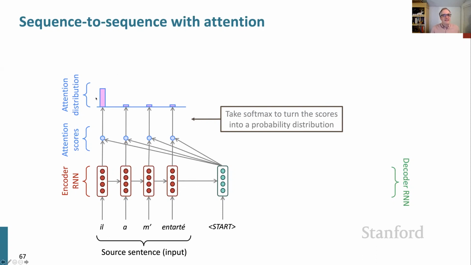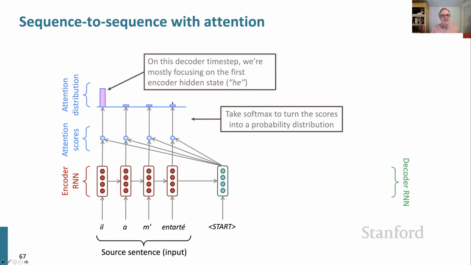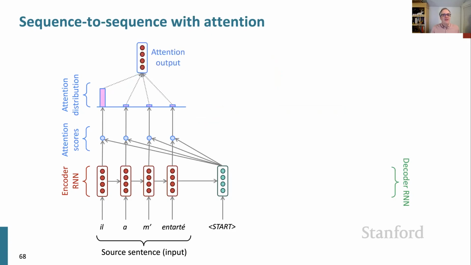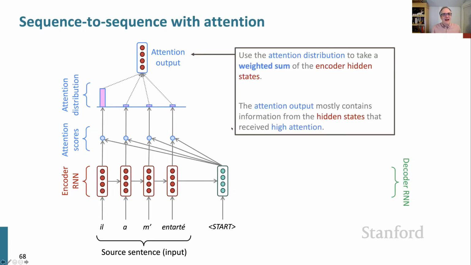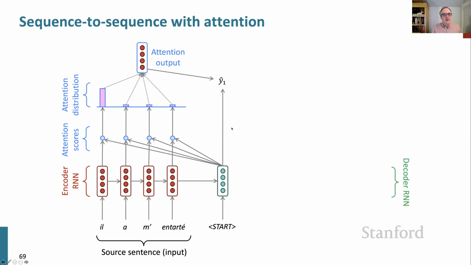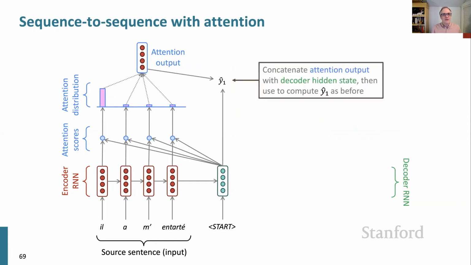So then based on this attention distribution, which is a probability distribution coming out of the softmax, we're going to generate a new attention output. This attention output is going to be an average of the hidden states of the encoder model, but a weighted average based on our attention distribution. We're then going to take that attention output, combine it with the hidden state of the decoder RNN, and together the two of them are then going to be used to predict via a softmax what word to generate first, and we hope to generate "he".